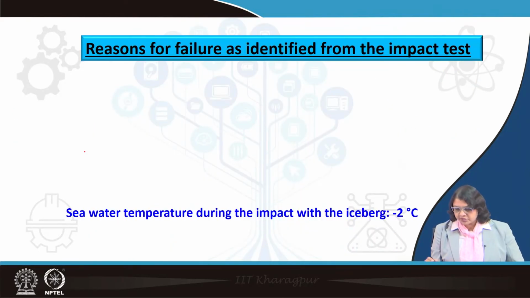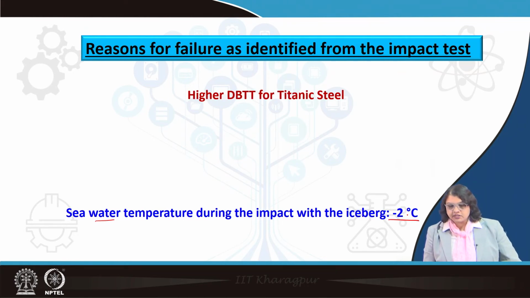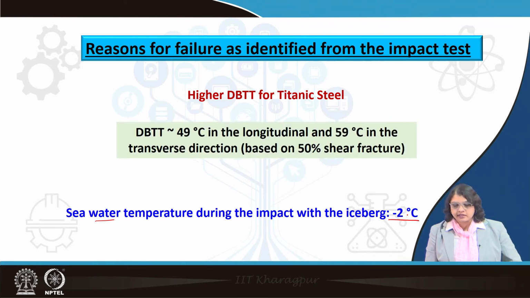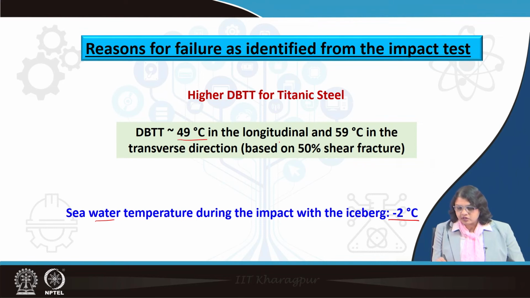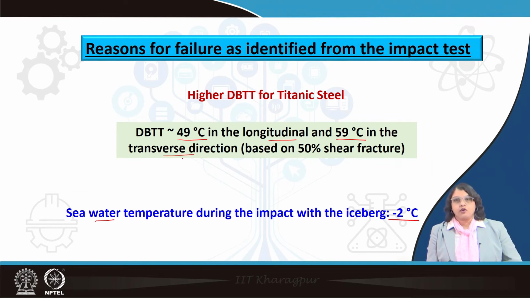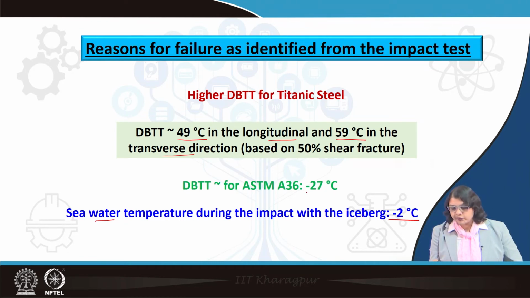You should be aware of the fact that the sea water at the point of the collision was around minus 2 degree centigrade. So, that means it is sub-zero, and what we have seen from the lab scale testing of the recovered piece is that the DBTT is actually above 0 degree centigrade, much above. From the detailed investigation and the impact test, we can figure out the higher DBTT for Titanic steel, as high as almost 50 degree centigrade in the longitudinal and close to 60 degree centigrade in the transverse direction, while for the modern shipbuilding steel it is around minus 27 degree centigrade.